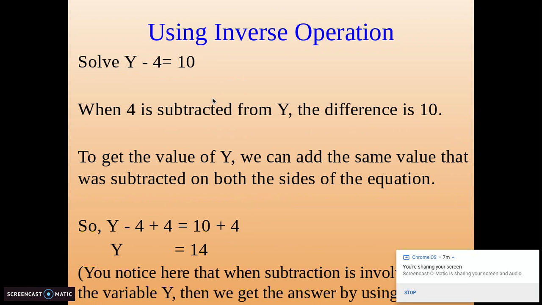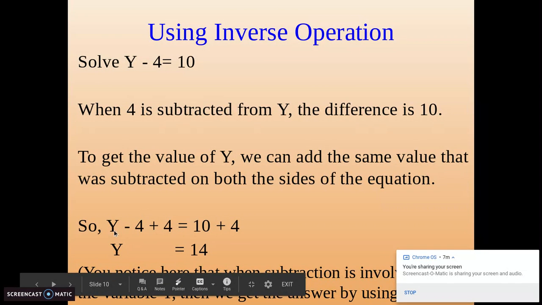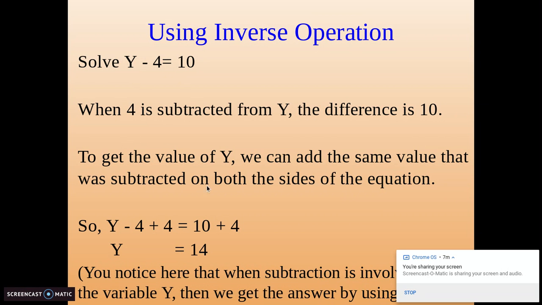Here, there's one more example. Solve y minus 4 equals 10. What will be the value of y so that y minus 4 will be equal to 10? Now, when 4 is subtracted from y, the difference is 10. To get the value of y, we can add the same value that was subtracted on both sides of the equation. So if you want to show the steps, it will be y minus 4, which is same as the question, equal to 10.